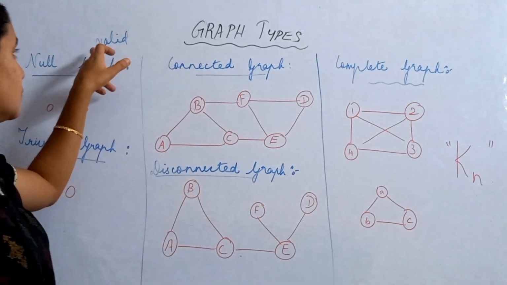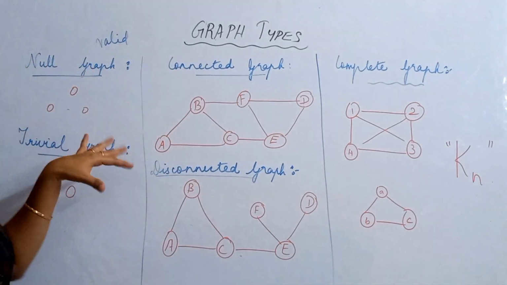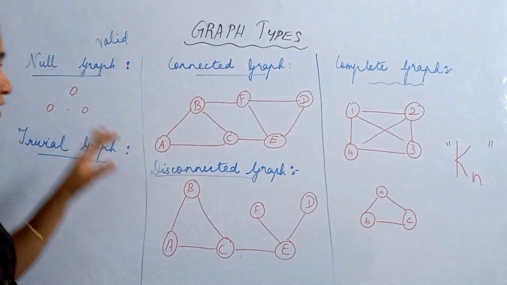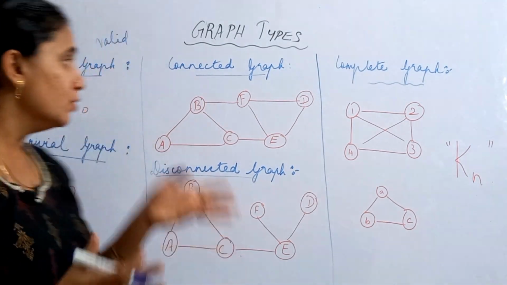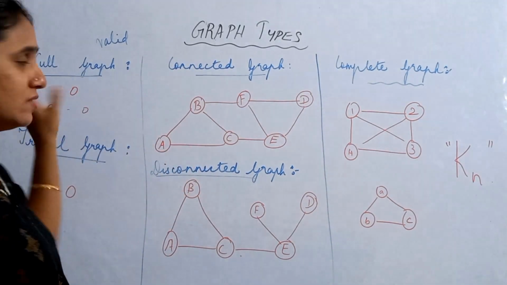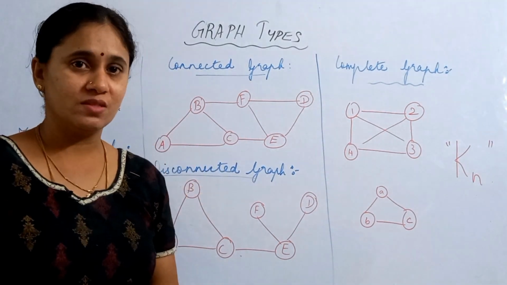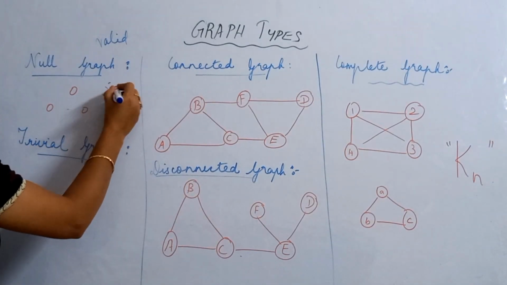So this graph is also a very valid one. We cannot tell that it is not a graph. It is a graph with no edges. What is the meaning if there are no edges? The meaning is we don't have any path to reach these vertices, isn't it? So that is a null graph. It is a very important one.